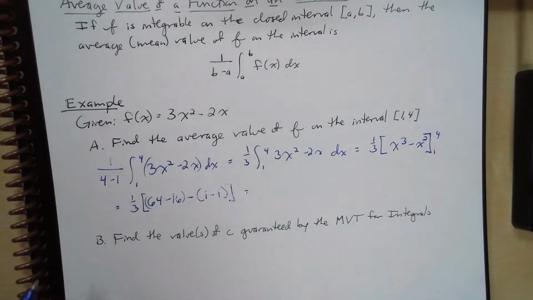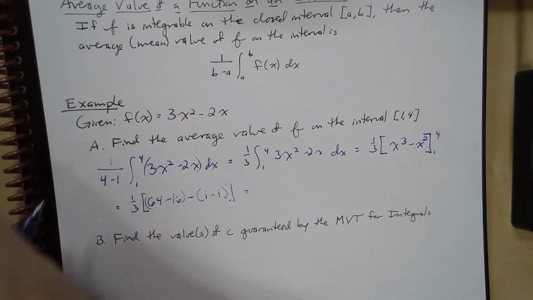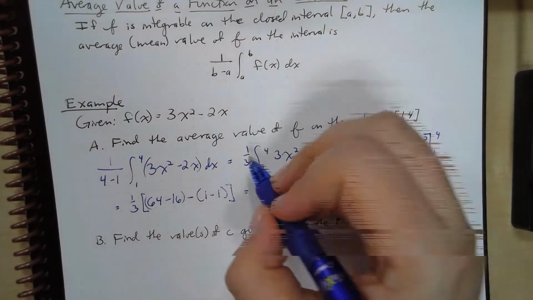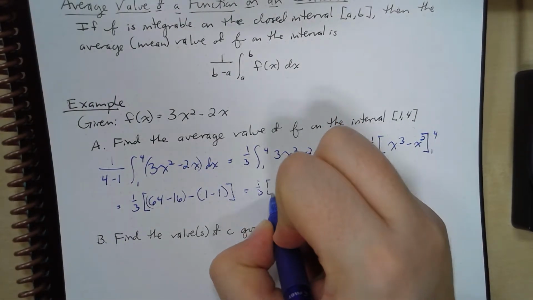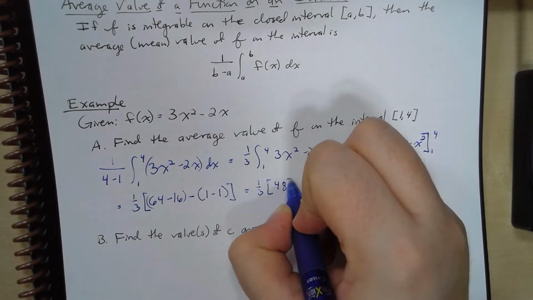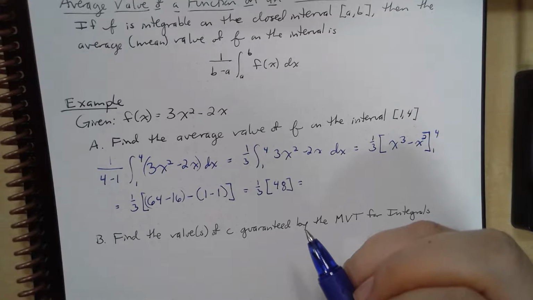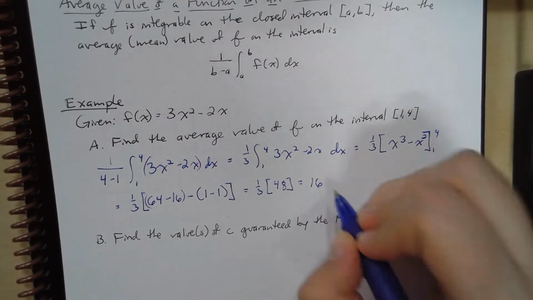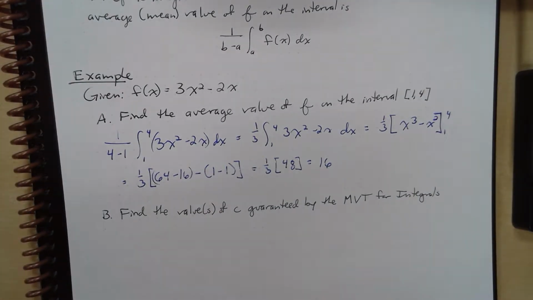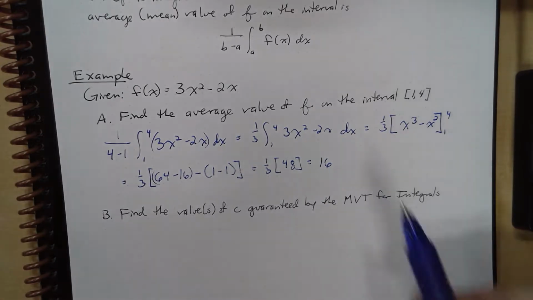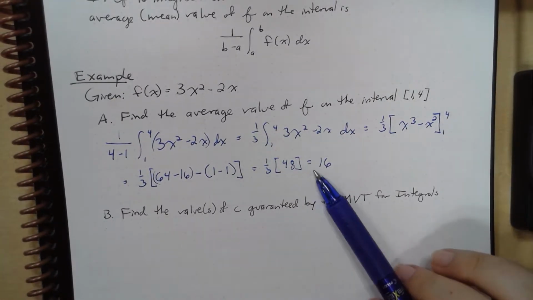So we're going to have 64 minus 16 is 48. We have 1/3 times 48. Of course, that's minus 0, right? And 1/3 of 48 is equal to 16. Okay? So what does that mean? The average value on this interval is 16.